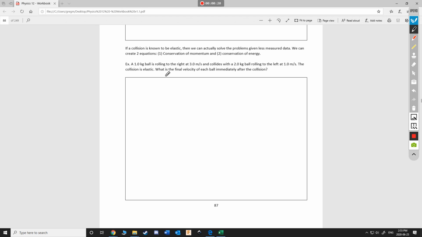So it says a 1 kilogram ball is rolling to the right at 3 meters per second. So we have a ball rolling to the right. And we have another ball. This ball is moving to the left. They're going to collide, and we don't know where they're going to go, but they're going to have some velocities. Maybe the first ball is going to continue moving forward. The other ball might move forward. We're not really sure. We're going to solve for those velocities right now.